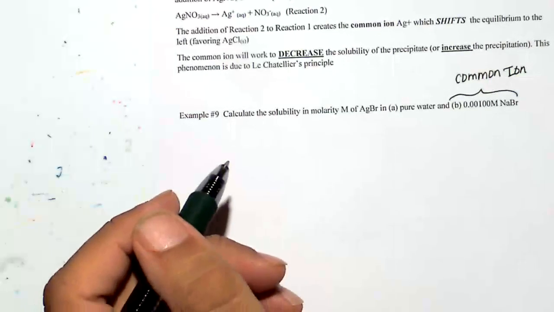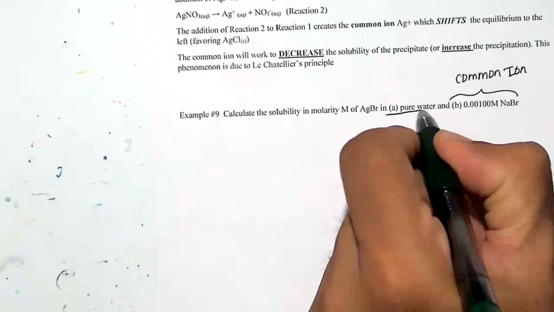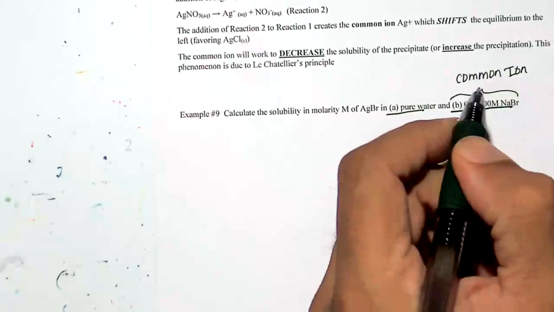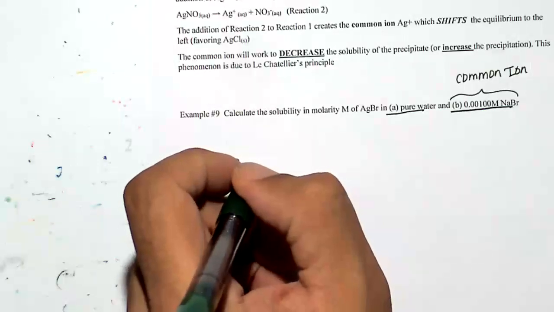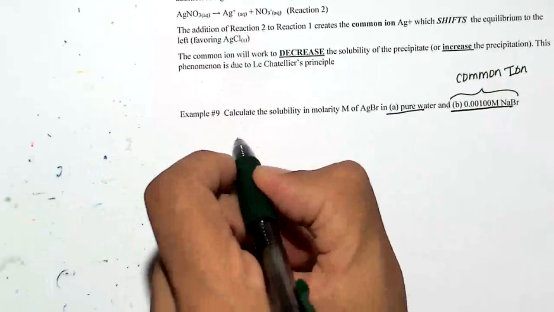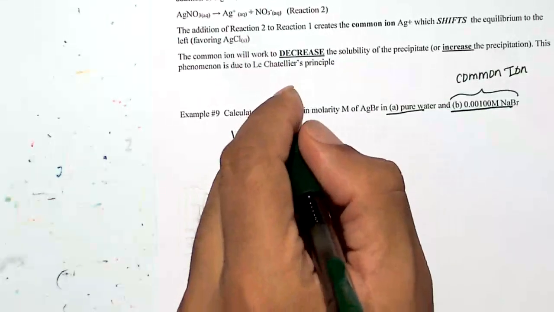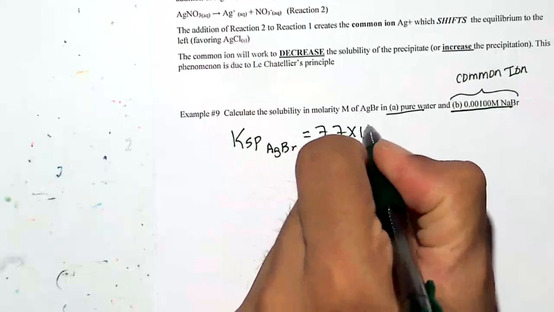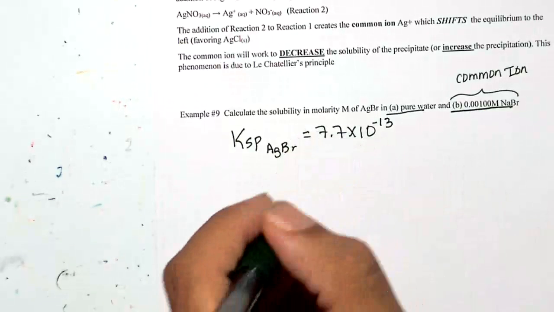All right, so calculate the solubility in molarity of AgBr in A, pure water, and B, 0.00100 molar NaBr. First we'll do part A. This is something we've been doing for a couple of days now. I will give you the Ksp for AgBr. The Ksp for silver bromide is equal to 7.7 times 10 to the minus 13. I got it from my textbook, and I'll give that to you on the test. That's something you do not memorize, because every sparingly soluble solid will have its own Ksp, correct?